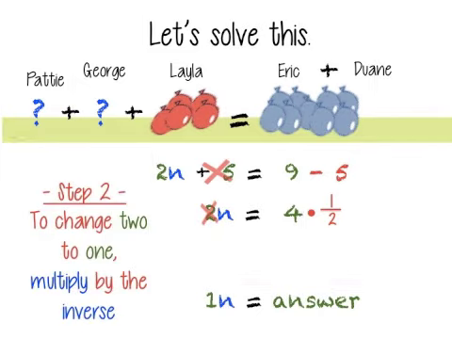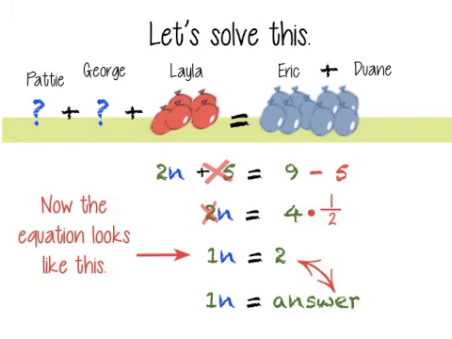Here's another method for step 2 if you're good at mental math. I know the inverse is going to change the 2 to 1, so I simply put an x through that and then multiply the other side of the equation times 1/2. In either case, the equation looks like this. 1n equals 2, and your answer is n equals 2.